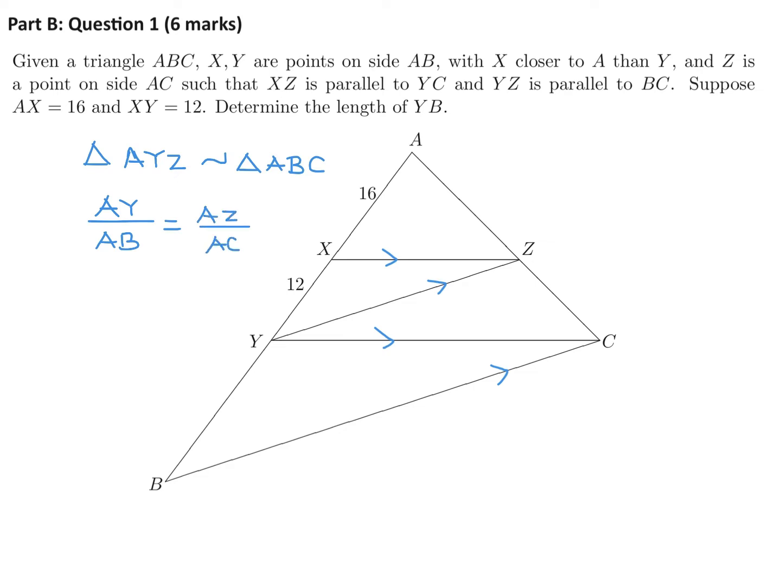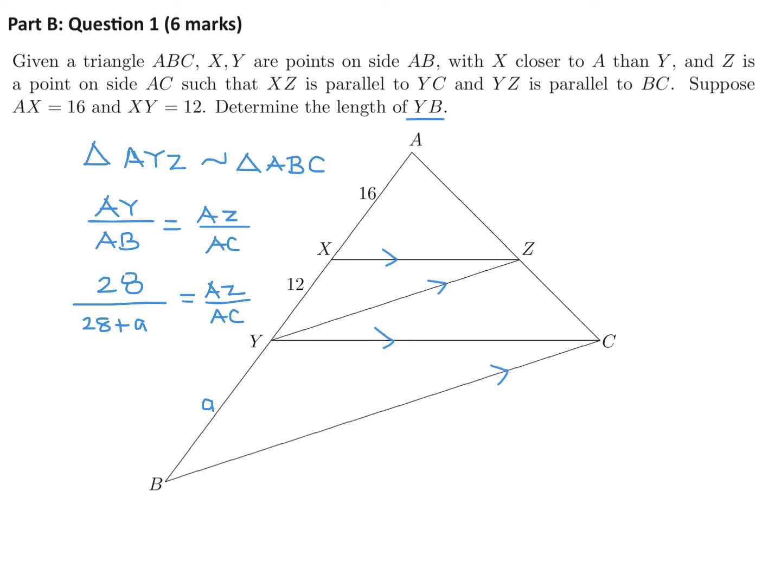Now let's substitute in what we know. AY is 28, since we're adding 16 and 12. And then YB, that is what we have to figure out, right? So I'll just label that something. Let's just call it A. So that means AB will be 28 plus A. AZ is 16. Actually, no, AZ and AC, we don't know yet. So we have to come back to that later. Well, at least we got that far.